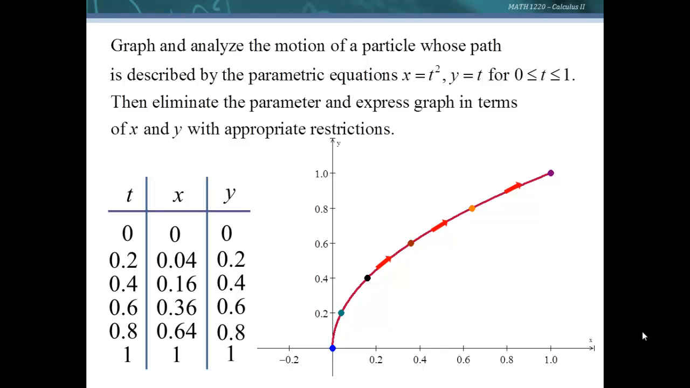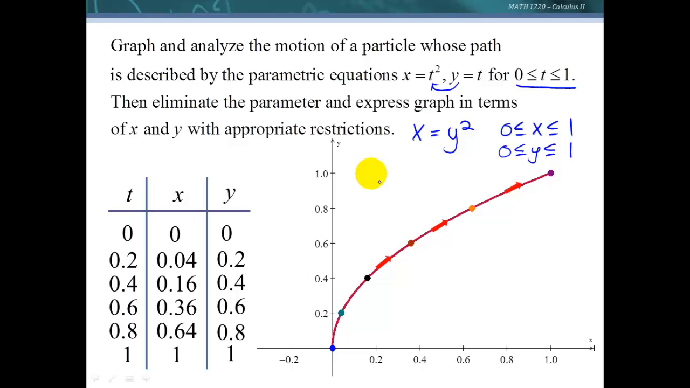Now let's go ahead and eliminate the parameter. So essentially we just want to solve one of these so we can substitute in to eliminate t, but we already have y equal t, so we could just substitute y in right here. So we'd have x equals y squared, which we recognize as a parabola that opens to the right. However, because of our restriction on t just between 0 and 1, we would need to now make a restriction on x. It's only going to go between 0 and 1, but if we did that, we actually would have these negative values as well, so we need to also make a restriction on y. It's also going to only go between 0 and 1.